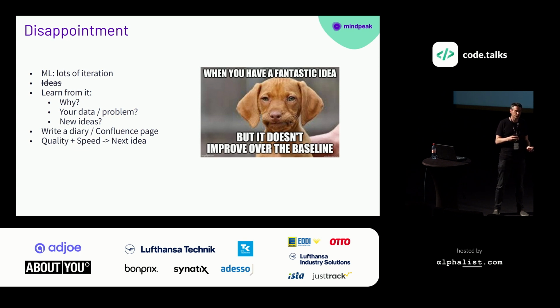Even when you fail, there's always an opportunity to learn from it, to ask yourself, why did it work in this paper but not in my own implementation? What can I learn about my data, about my problem? Can I generate new ideas out of this failure? That way you learn and improve even from your failures. We also always write up diaries or little blog entries. We use Confluence for that, but you can, of course, use whatever you like. That is also cool, because when you later have similar ideas or problems, you can look up what happened before or what your colleagues did. And when you have high speed in your cycle, you can always generate just the next idea, because it only takes you a few days or so.